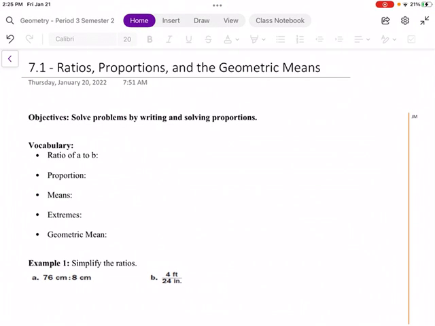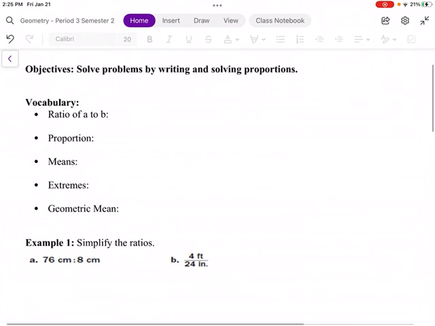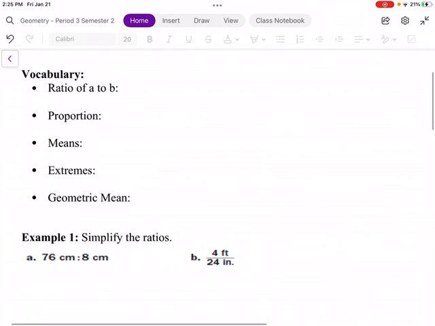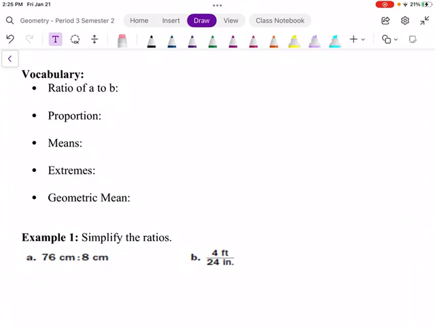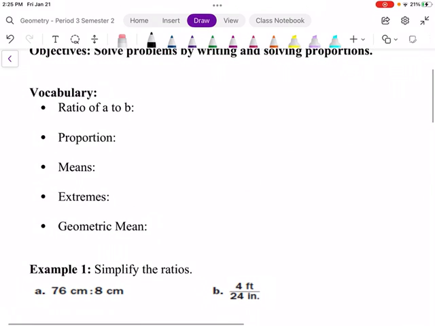Section 7.1 is on ratios, proportions, and the geometric means. In this section, we're going to be solving problems by writing and solving proportions. For this, the first one is the ratio of A to B. The first one that you see is always going to go on top, and the second letter or variable that we see is going to go on the bottom.